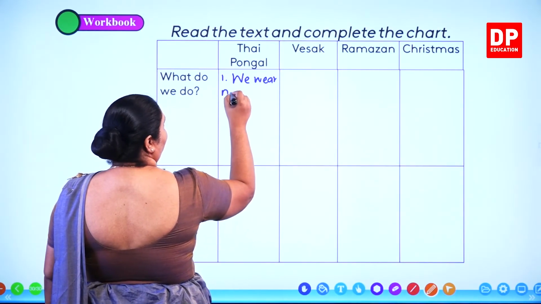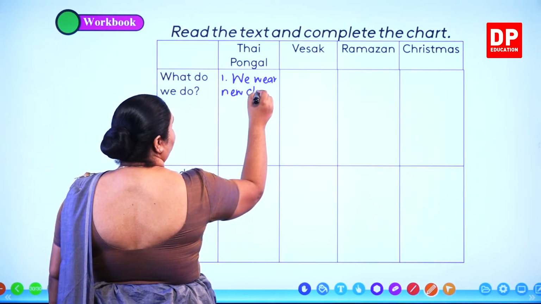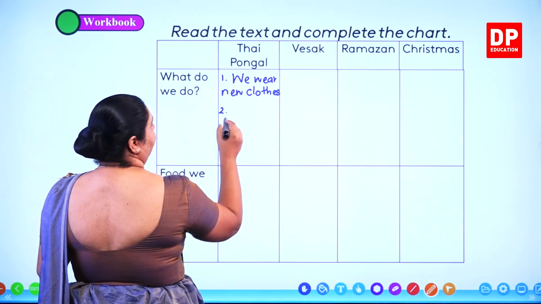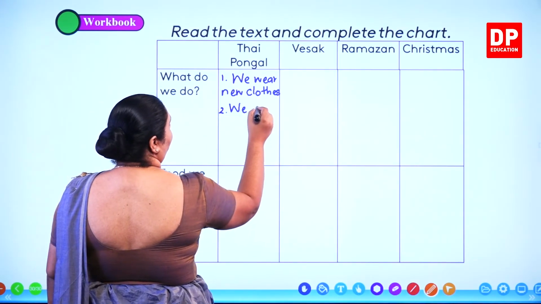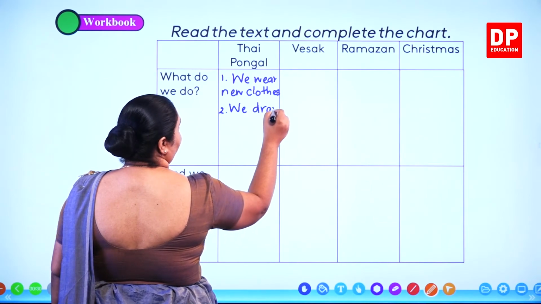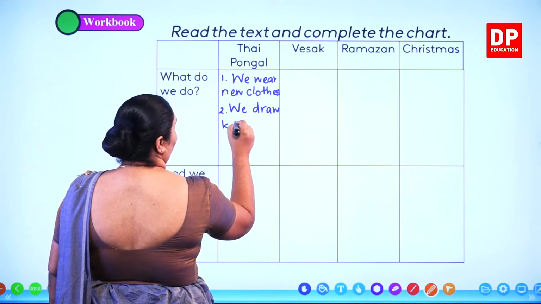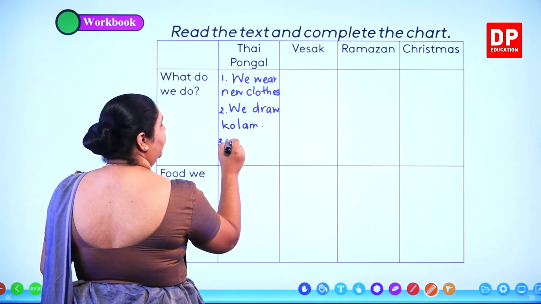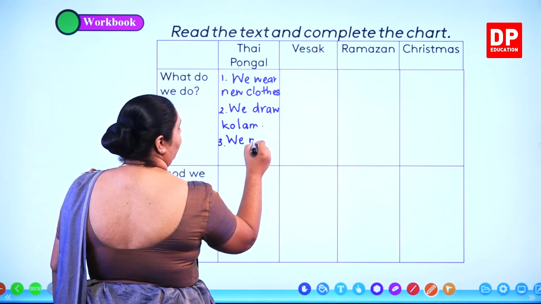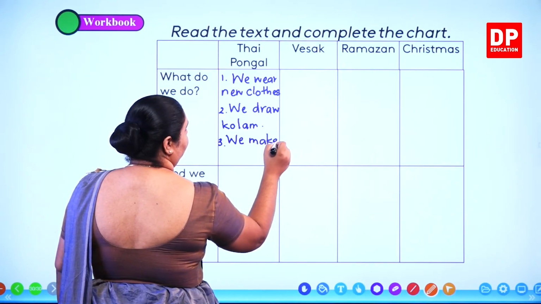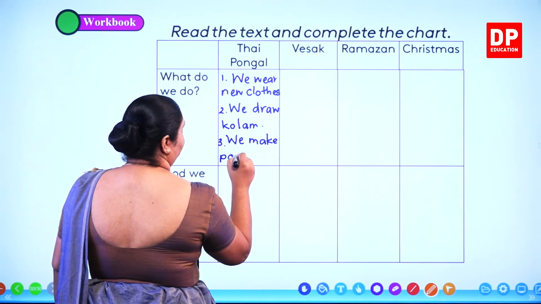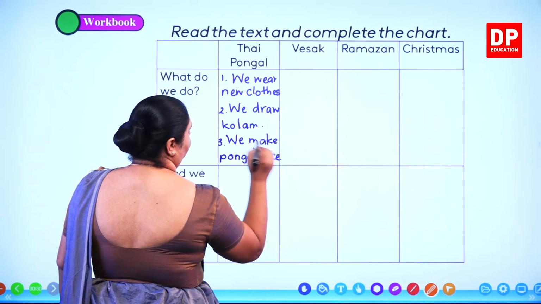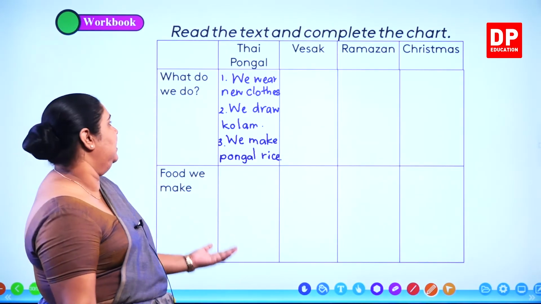We wear new clothes. Or then number 2, you can say we draw kolam. We draw kolam. Then what else? We make Pongal rice. We make Pongal rice. We make Pongal rice. So you can write any of these 3, right?